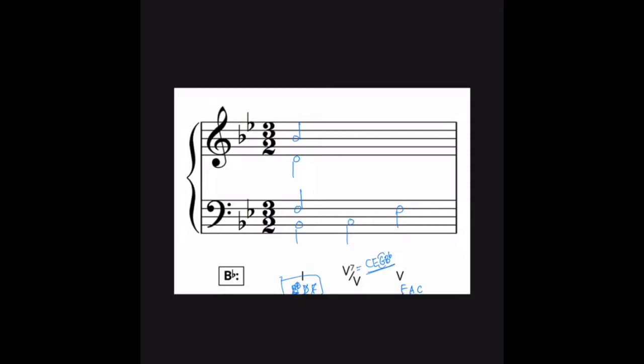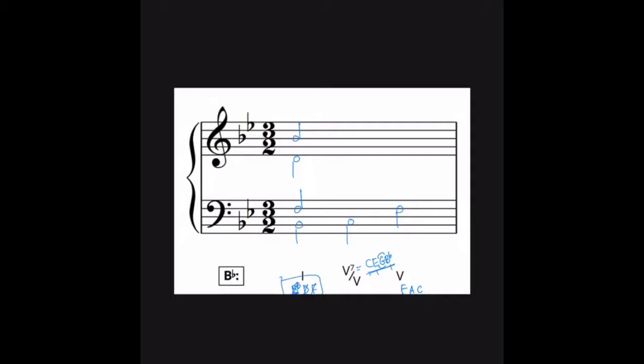Why is it the fifth? Because if we look at the chord, C is the root. You can never leave out the root of any chord. If we leave it out, it's a different chord. And the third and the seventh are tendency tones. The third is the leading tone. In this case, it's a local leading tone to the next chord, E to F.